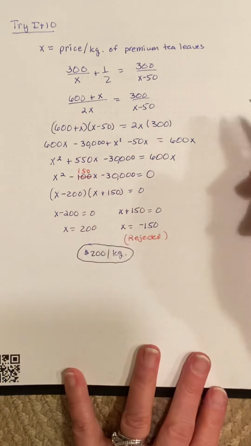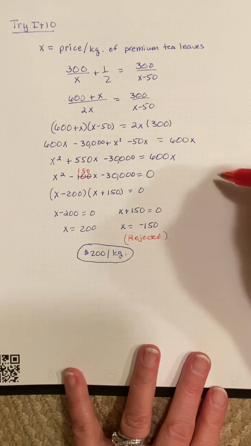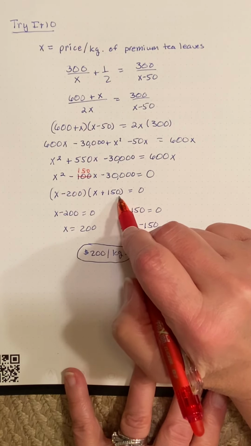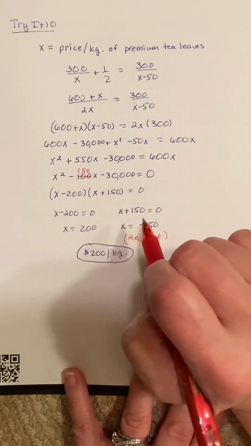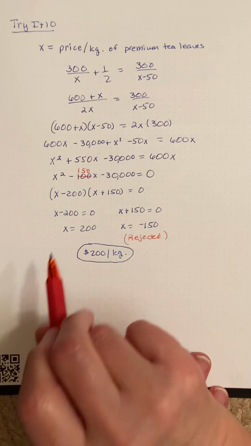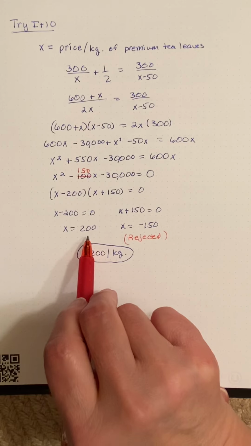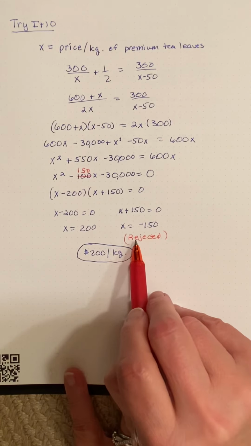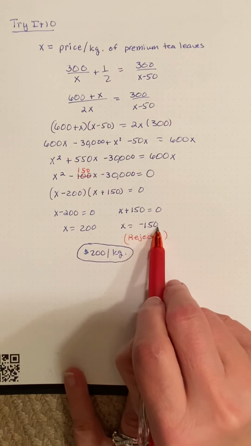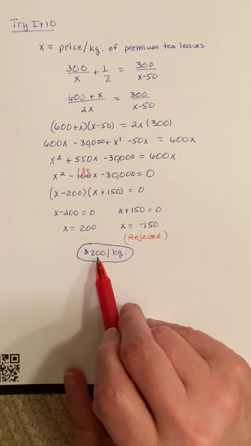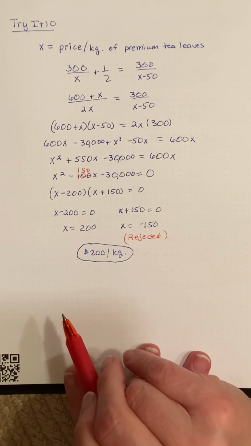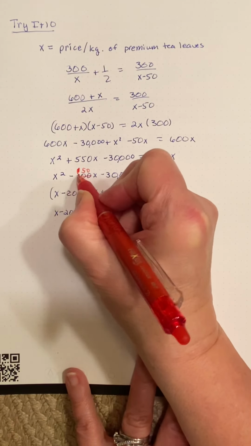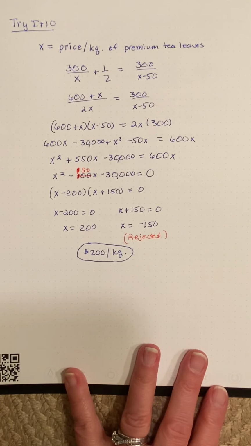So anyway, then I do the cross factorization, and I end up with x minus 200 times x plus 150 equals 0. I work each side to 0, so x minus 200 becomes x equals 200, and x plus 150 means x equals negative 150, which basically means I reject this because I can't have a negative amount of money. So my answer is $200 per kilogram. That's not 150, it's just plain old 50. What am I thinking? There we go.